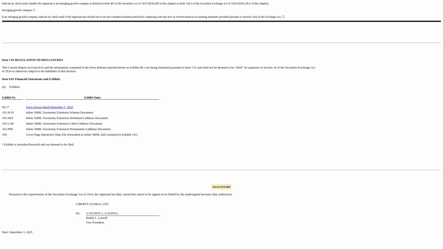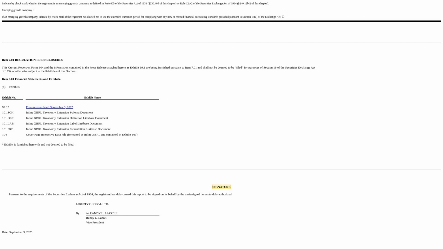Finally, we have the signature block. This is the official sign-off. Randy L. Lazel, who is a vice president at Liberty Global, is signing this report on behalf of the company. It's dated September 3rd, 2025, the same date as the information being disclosed. This is the formal declaration that the company is responsible for the accuracy of this filing.